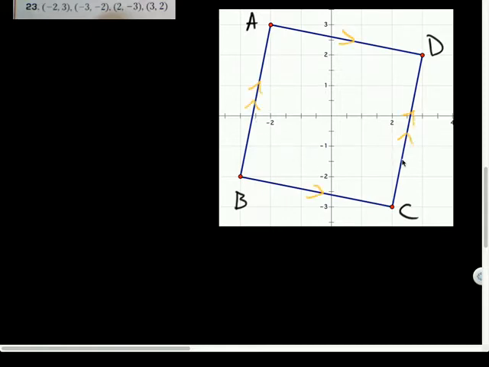I would do that using the slope formula. I could show that one pair of opposite sides is both congruent and parallel, and that would also do it. So we've actually got at least 4 ways to do this problem.